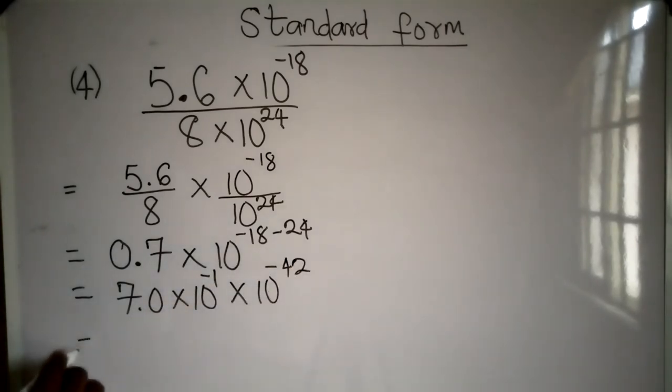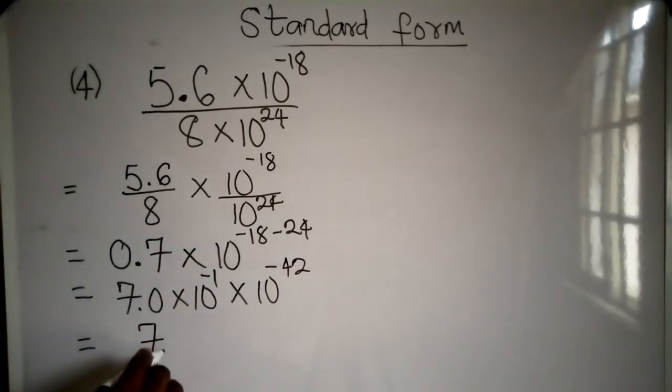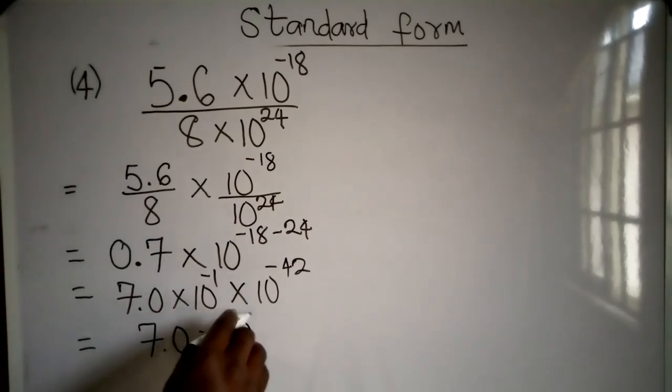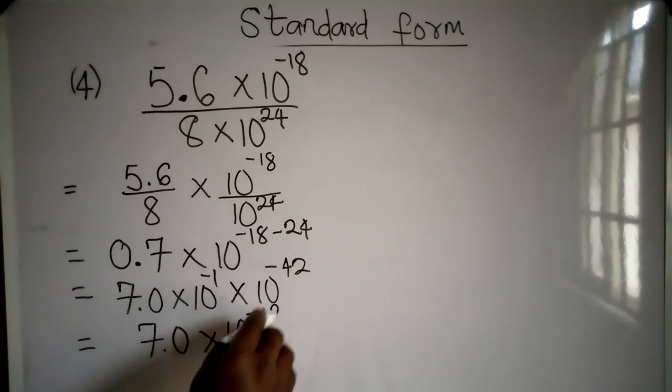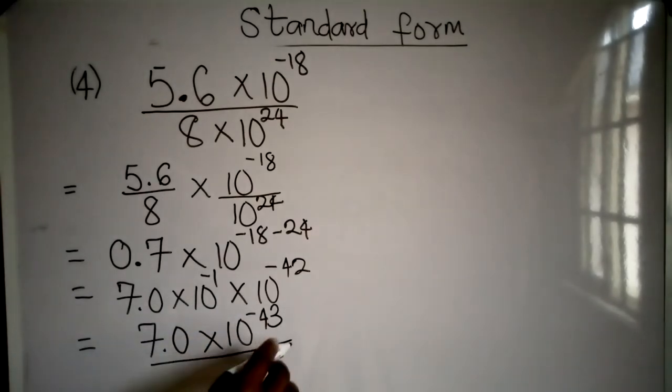And this will give me a final answer of 7.0 times 10 to the power of negative 43. Yeah. This is my final answer.